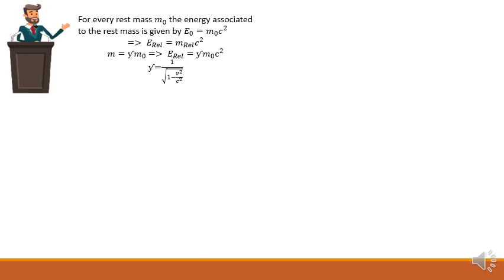Alright, so now for every rest mass m0, the energy associated to this rest mass is given by E0 equal to m0 c squared. It means that the relativistic energy is equal to the relativistic mass multiplied by c squared. But now we know that the relativistic mass, or the mass of that body due to the motion, is equal to the gamma factor multiplied by m0. It was stated in the formula on the other page. Therefore, the relativistic energy will simply be the gamma factor multiplied by m0 multiplied by c squared, and the gamma factor is given by this.